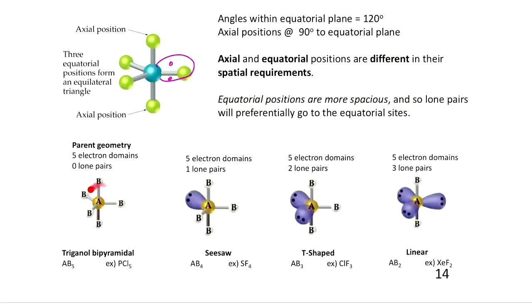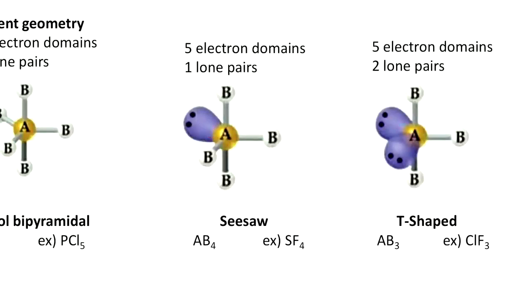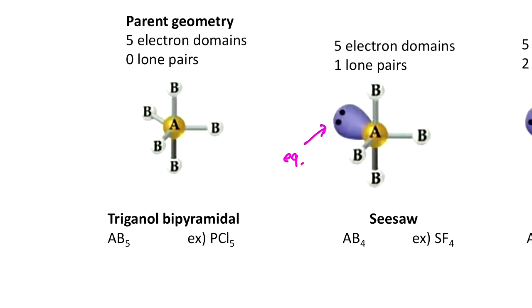This is our parent geometry with 0 lone pairs, a trigonal bipyramid, but once we put 1 lone pair on, see how it goes into the equatorial position? So that's if we have 1 lone pair on a trigonal bipyramid. What if we put a second lone pair on? You ask yourself the same question. We want to put the added lone pair in a place where we give it as much room as possible. Where is it going to go? It's going to go into the equatorial position again.